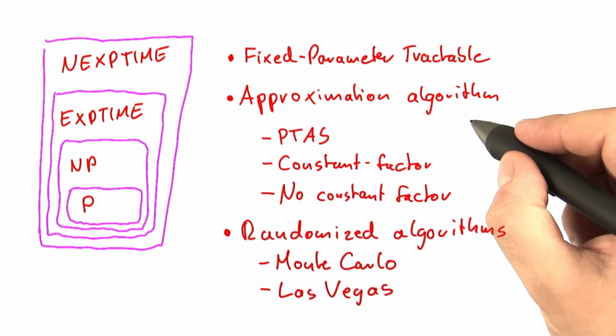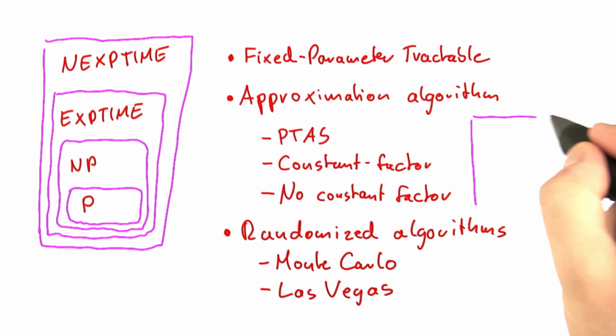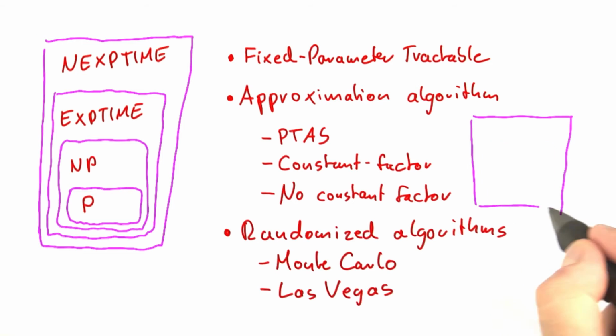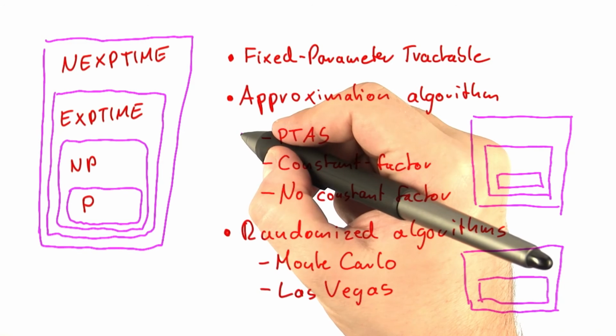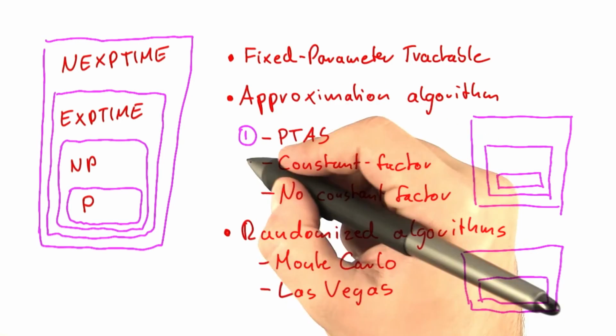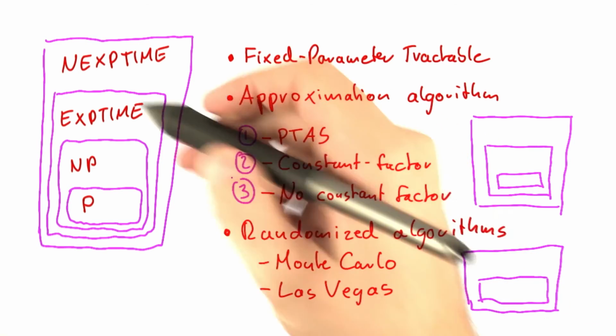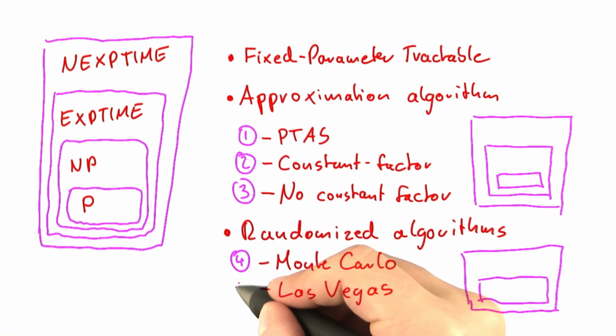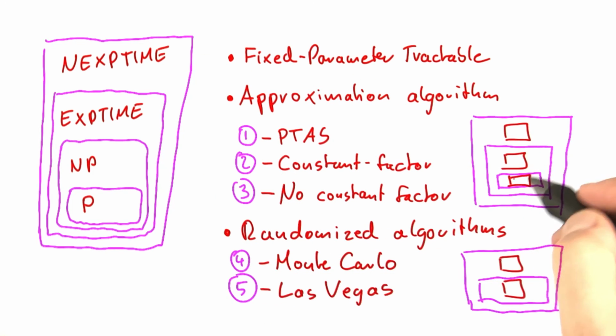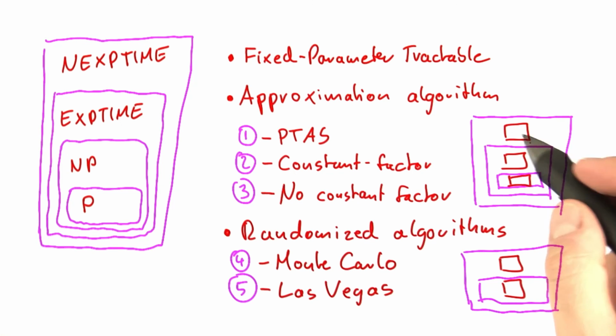Of course, we can also start building hierarchies here. So we can do a hierarchy for approximation, and we can do a hierarchy for randomized algorithms. And guess what? This is going to be our next quiz. So as in the quiz before, when we talked about P, NP, EXPTIME, and NEXPTIME, I'm again giving numbers to these complexity classes here. And again, I would like you to enter the numbers here so that we form a nice hierarchy.